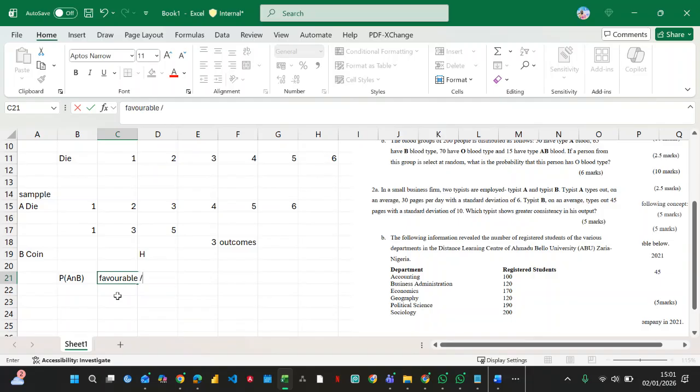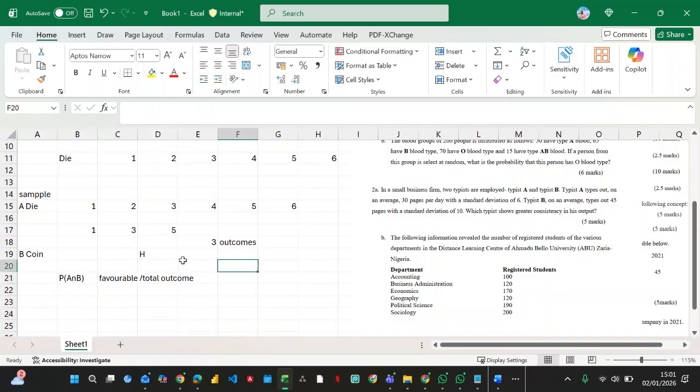So that's the formula. The formula is equal to the favorable outcome divided by the total outcome. Now in the first question, which is the die, what was the outcome we are looking for? It's three, right? Are we following? Are we understanding?